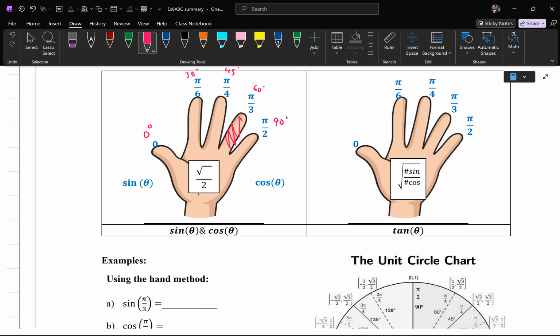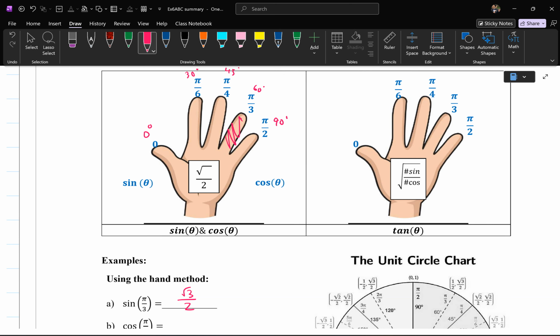I've got 1 finger for cos. So if I'm looking for cos, I've got 1 finger. If I'm looking for sine, I've got 3 fingers at the moment. Yeah? So this is the left side. So how do you answer the question? Sine has 3 fingers, so you do square root of 3 and then divide by 2. That's the answer. Sine of pi on 3 is root 3 on 2.